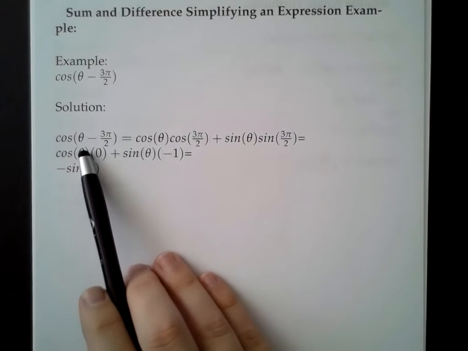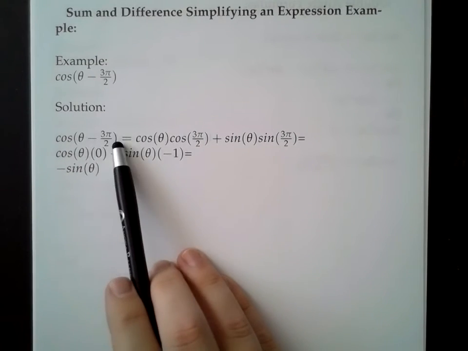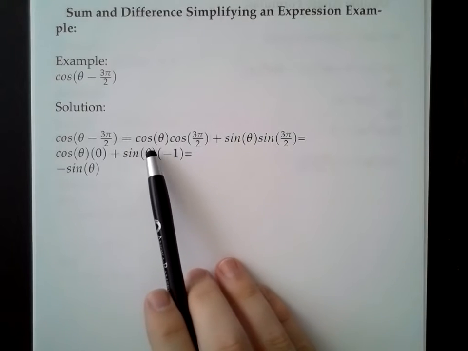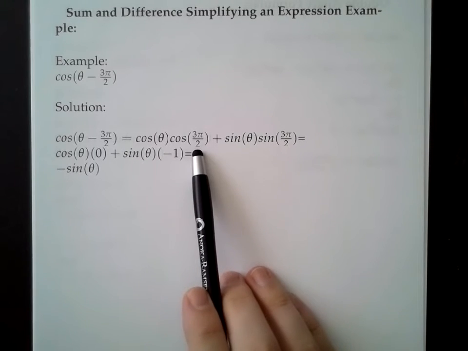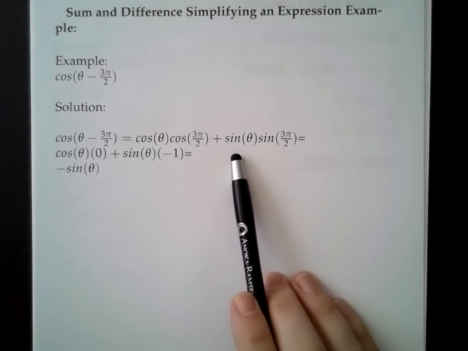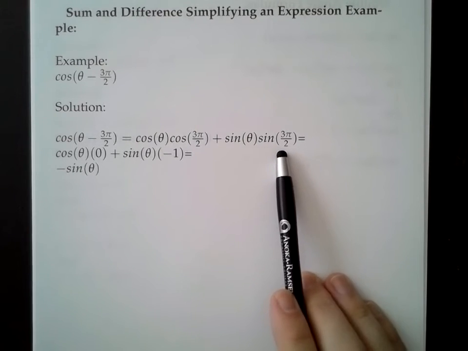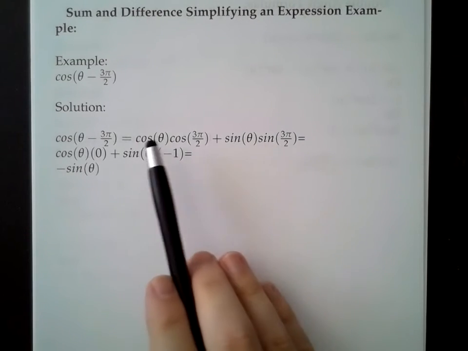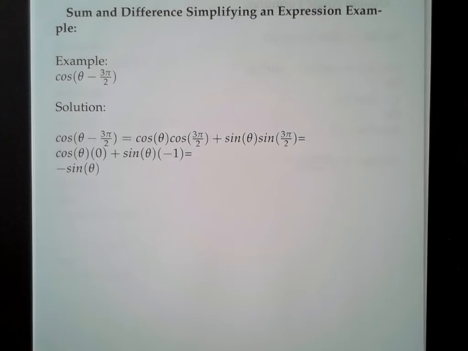So we have cosine of theta minus 3 pi over 2. Since this is a difference of cosines, we're going to be able to write this as cosine of theta, cosine of 3 pi over 2, plus sine of theta, sine of 3 pi over 2. Now notice there's nothing that we can do with cosine and sine of theta. They're as simple as they can get.